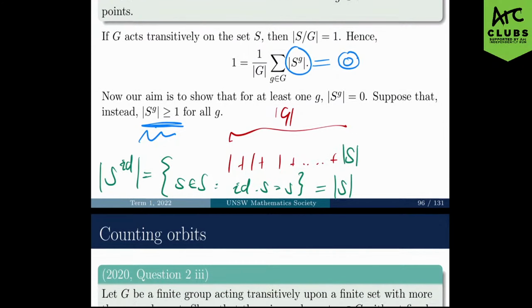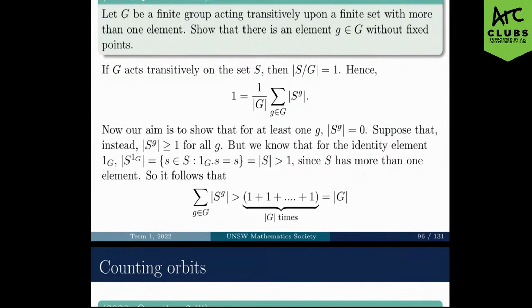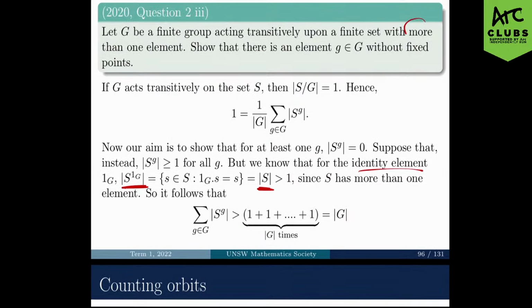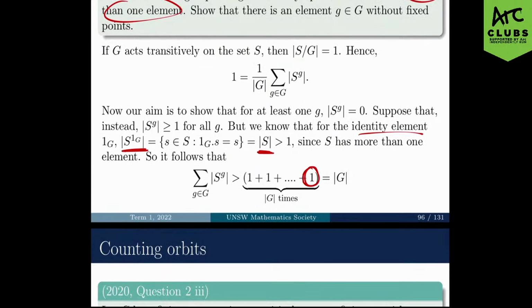So in a way, right, we've got this sum is actually greater than or equal to 1 plus 1 plus 1 all the way down to the size of the set for this identity element. So what we've written down is we know that for the identity element, S to the power of 1_G is equal to the entire set. And we know that there's more than one element, so this thing over here needs to be greater than 1.